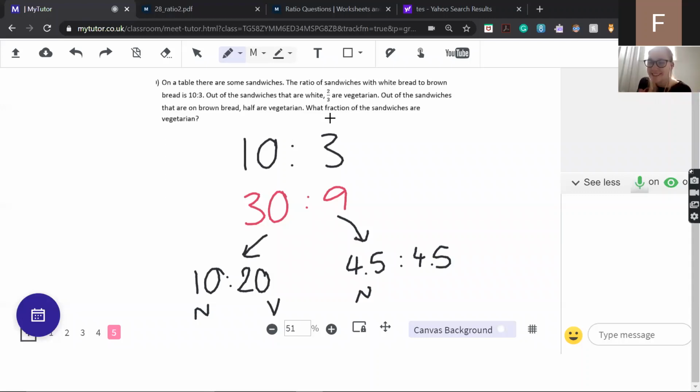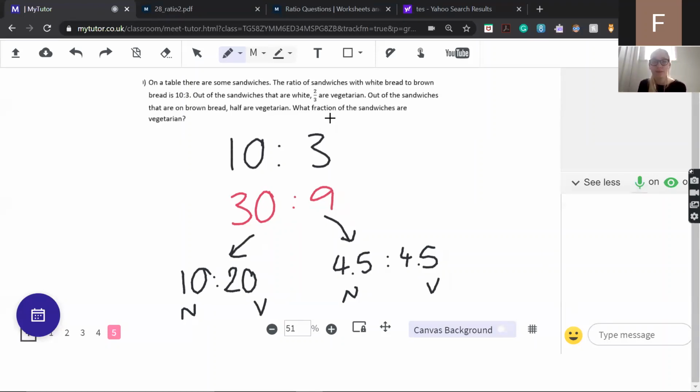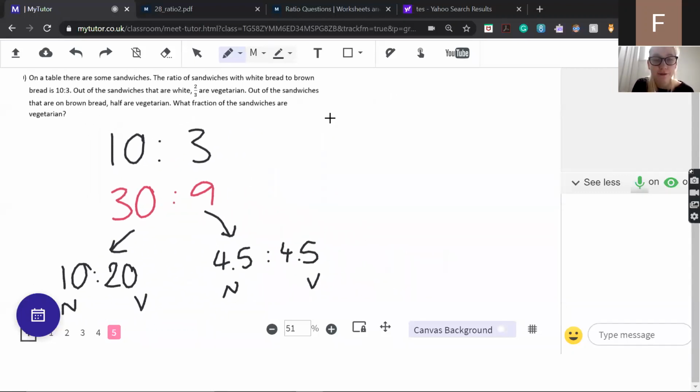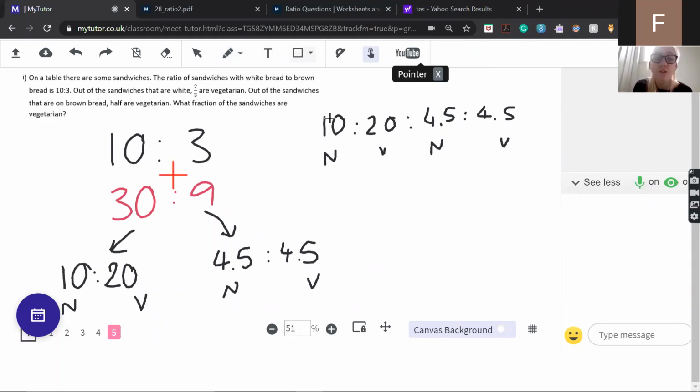4.5 of these sandwiches are not vegetarian, and 4.5 of them are. So now what we have is this kind of strange ratio here, where we have 10 non-vegetarian, 20 vegetarian, 4.5 non-vegetarian, and 4.5 vegetarian. The first thing I'm going to do is scale this up. So we can kind of imagine this in some sort of weird ratio at the moment. And we'll multiply it all by 2. We could have done this at the start. We're going to do it now to get rid of these horrible fractions.